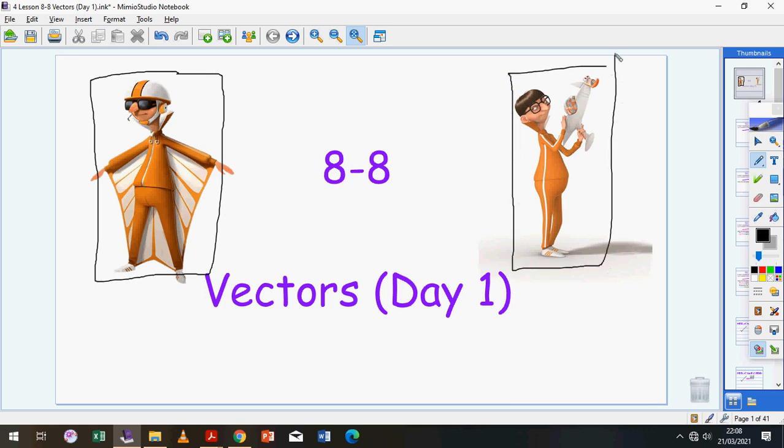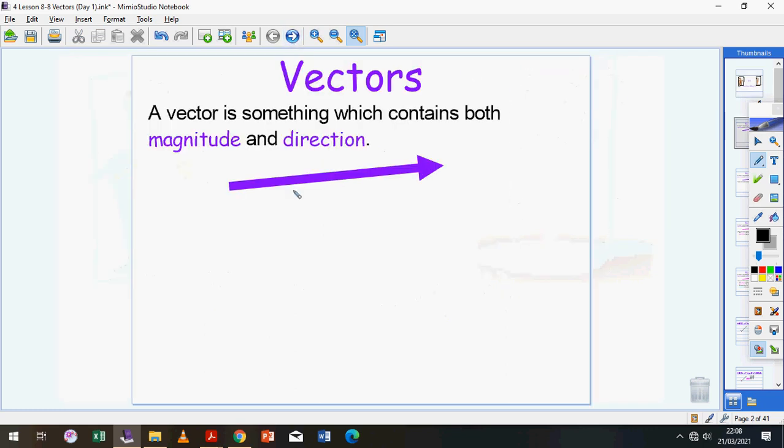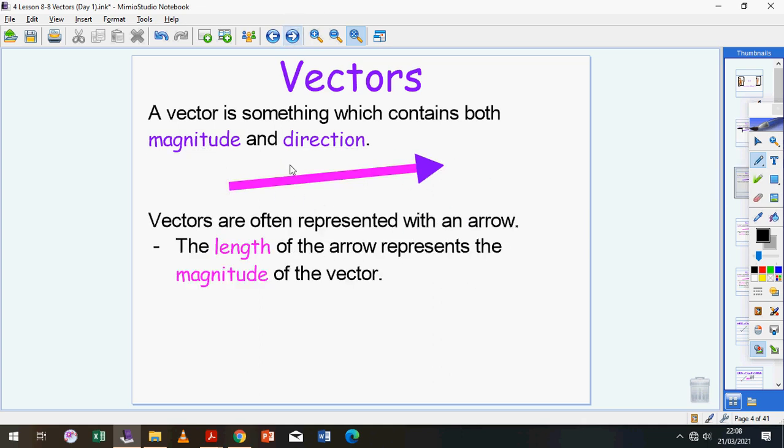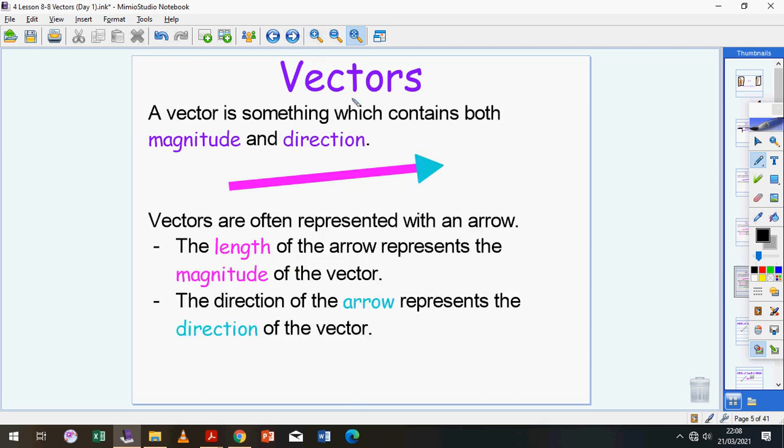Anyways, a vector is simply something that has magnitude and direction. So size and direction. Magnitude is the same thing as size. So for this arrow, its length would be its magnitude, or its size, and where it's pointing is the direction. So the length is the size, and the direction of the arrow is the direction of the vector.